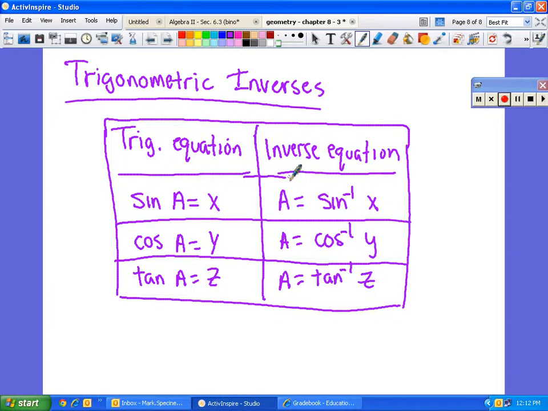Okay, so basically we just got through using the trig ratios to find the length of sides. But we can also, and yes, you should be copying this down, use the trig ratios not only to find the length of sides, but the measure of angles.